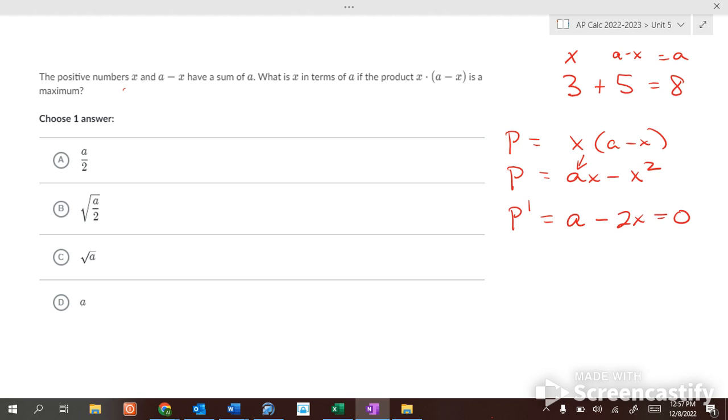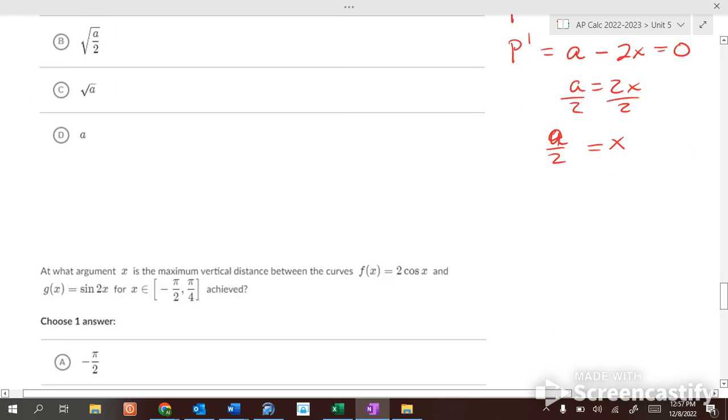So the first derivative equals 0. Now solve. So a equals 2x, divided by 2. X equals a over 2. So a over 2 would be the value that would give the area, or the product, the maximum.